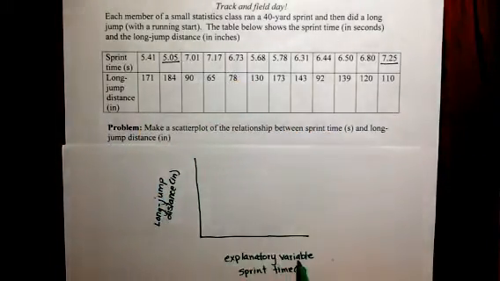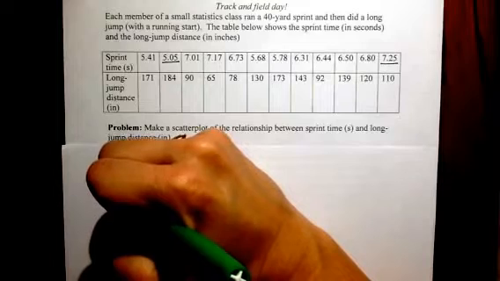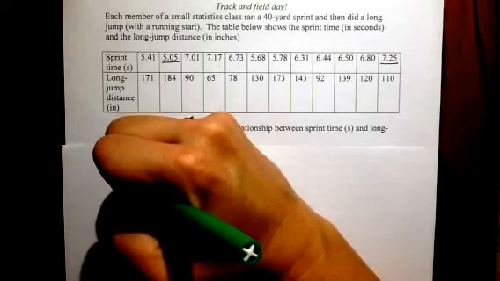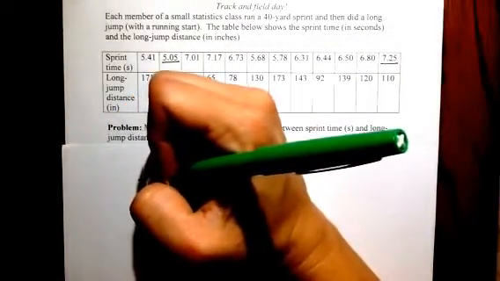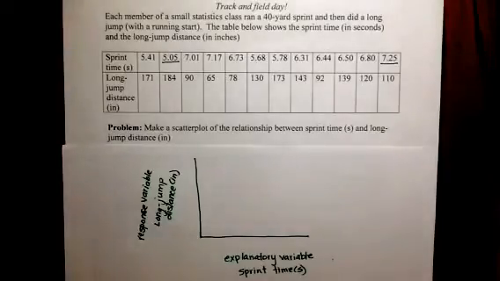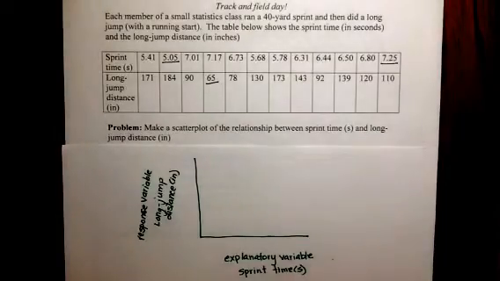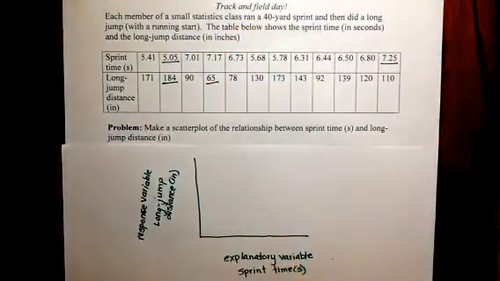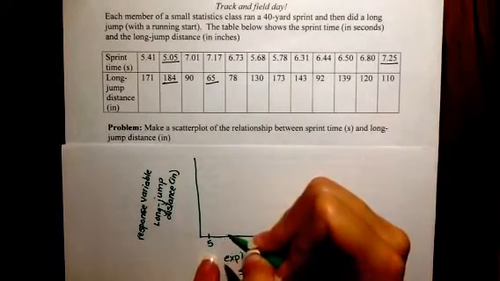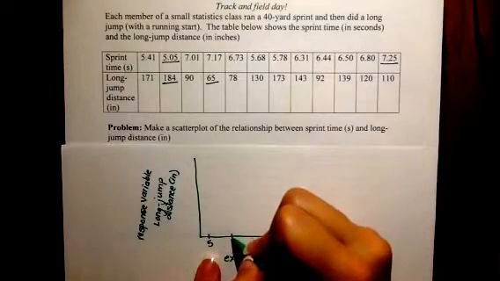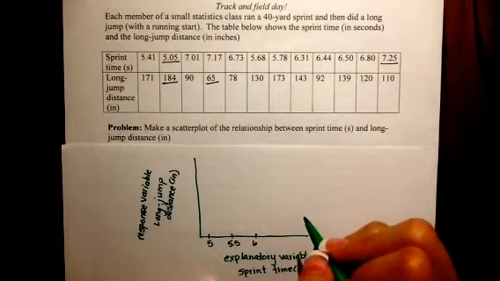Now we said this was our explanatory variable. This one over here is going to be our response variable, meaning it is responding to the explanatory. So again, I want to look and see what my minimum and my maximum are. Here I have a minimum of 65, and if I look through there, I see I have a maximum of 184. So I'm going to go on my horizontal, start from 5, and let's say we go by .5 to 6, and I would keep going through 7.